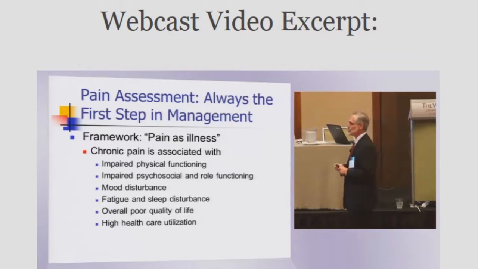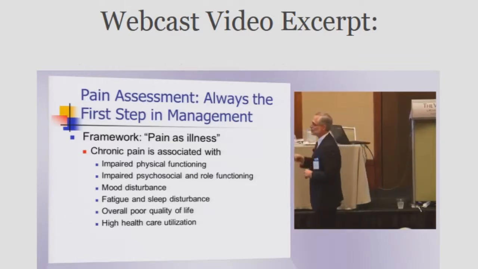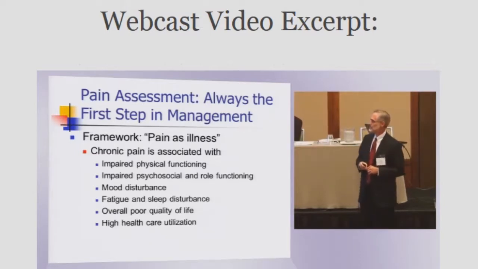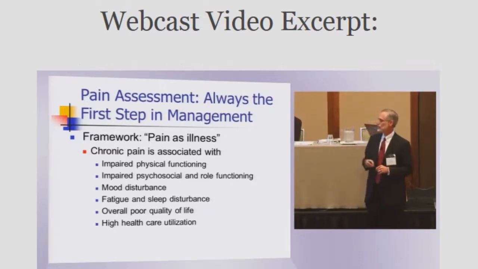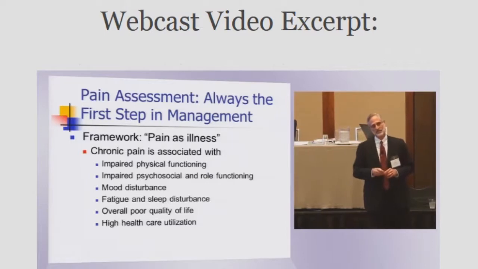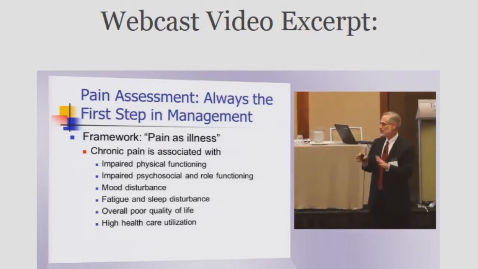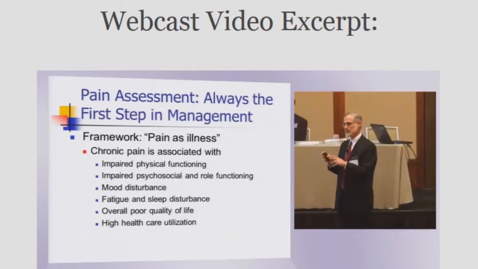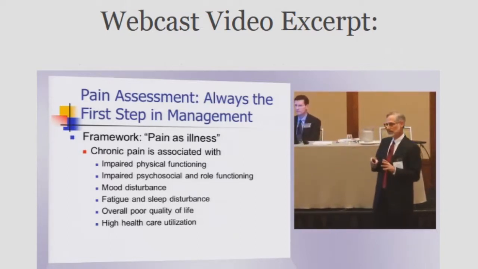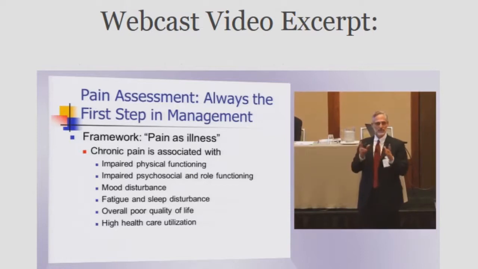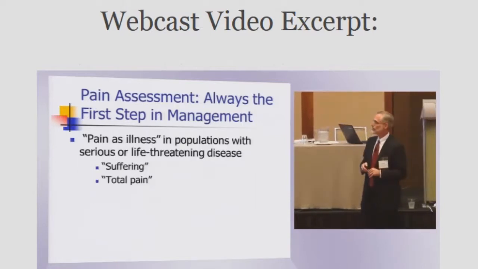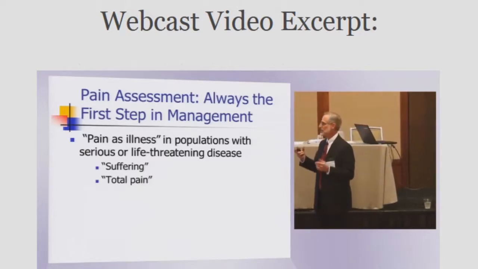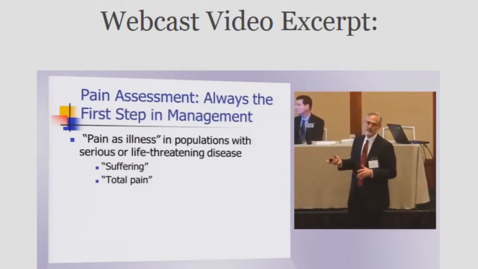is trying to do. Chronic pain has been associated with impaired physical functioning, impaired psychosocial and role functioning, mood disturbance, fatigue and sleep disturbance, overall poor quality of life, and high health utilization. Now, importantly, in patients who have a serious or life-threatening illness, who also have chronic pain, pain, which can be viewed as an illness in its own right, also relates to a broader construct. And that broader construct has been called suffering or total pain.